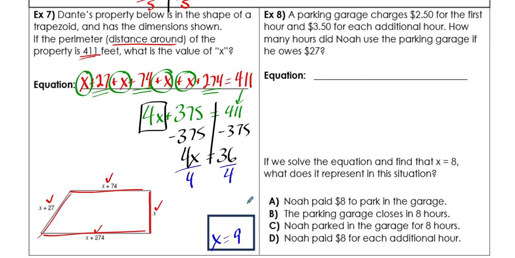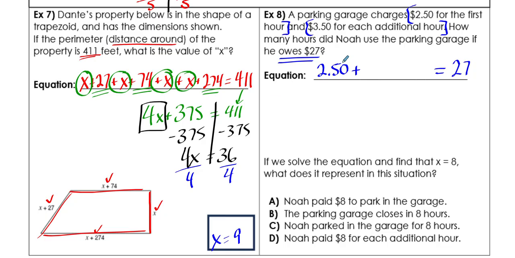Last one. The parking garage charges $2.50 for the first hour, and then $3.50 for each additional hour. How many hours did Noah use the parking garage if he owes $27? Alright, so 27 is our total. I'm going to put that at the end of the equation to start. I want to think about how I could write these first two parts. $2.50 for the first hour. So it's going to be $2.50 plus some amount.